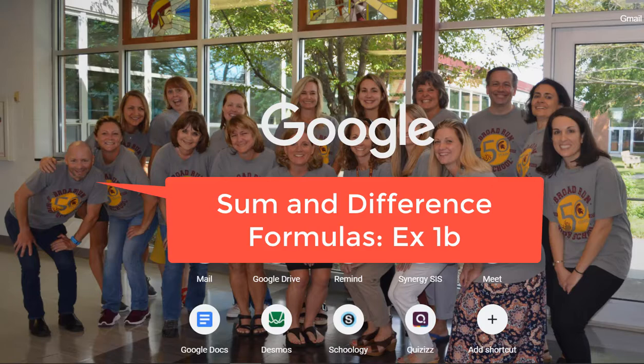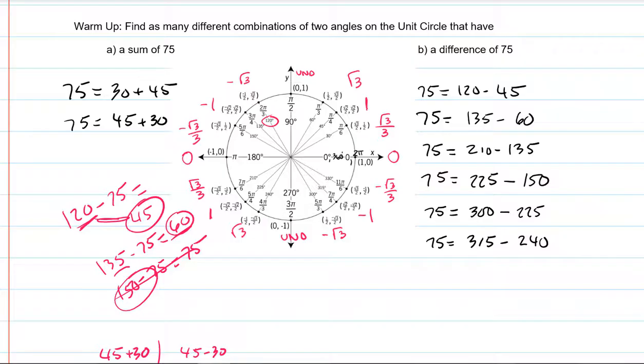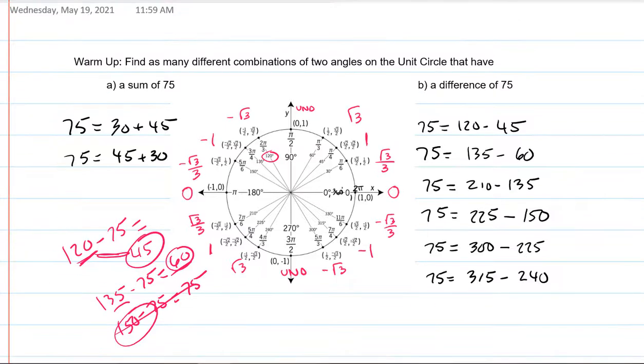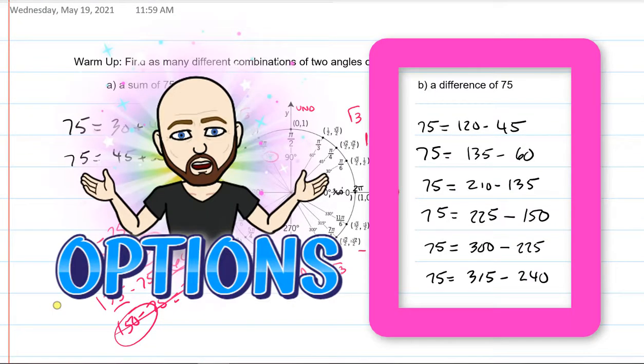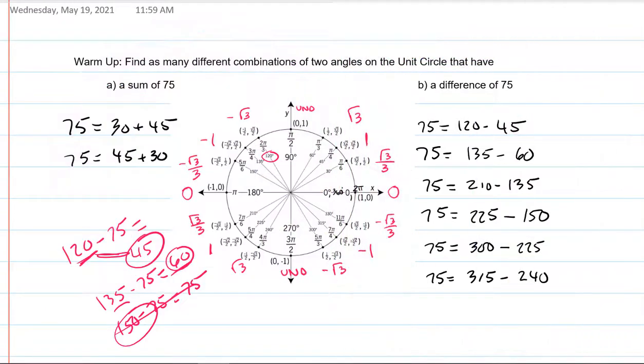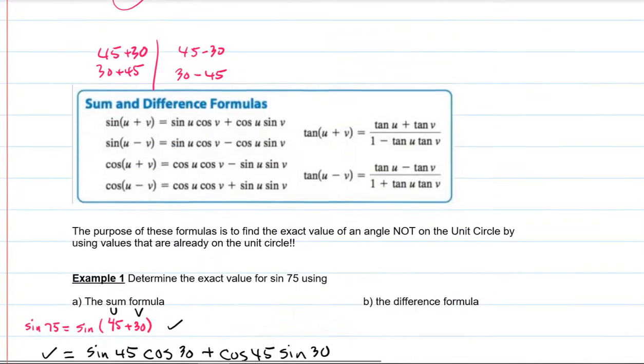And in this video, we're going to take a look at the second half of example 1 of our sum and difference formulas. Remember, we're working with 75 degrees here. Look at all these different options we have for 75 degrees: 120 minus 45, 135 minus 60. Any of these options will work. We'll just pick one of them and apply it correctly in the formula.